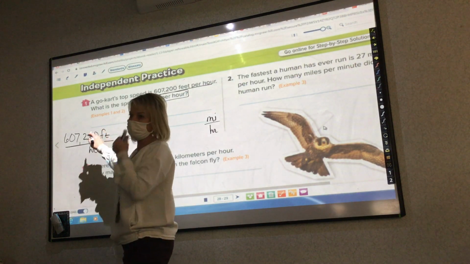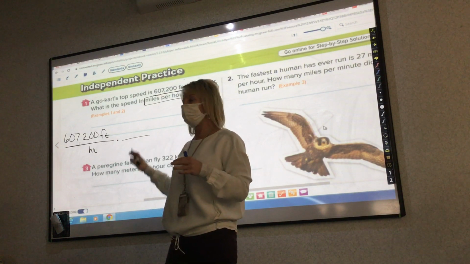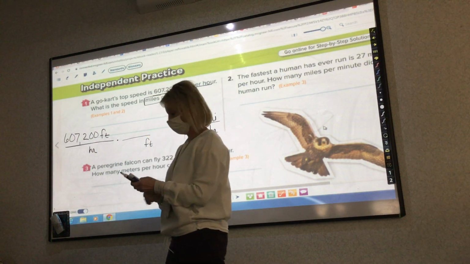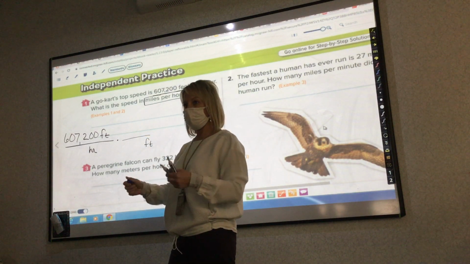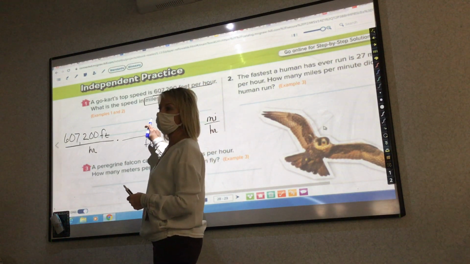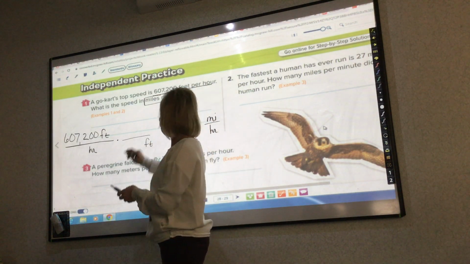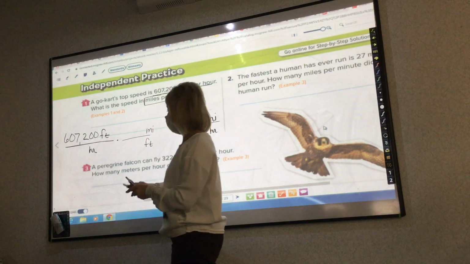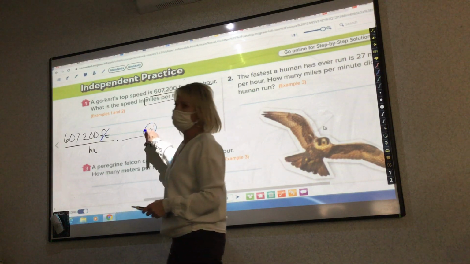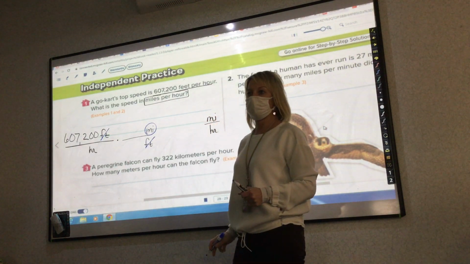If I know my feet, and I don't want it to be feet anymore, where can I cancel out the feet? On the top or the bottom? So I'm going to have to put the feet on the bottom. This is my unit of length. My other unit of length that I'm going to make it be is miles, so miles is going to be on the top. So now I'm going to cancel out my feet. And then I'm going to circle miles because that's my label that is going to be at the very end.